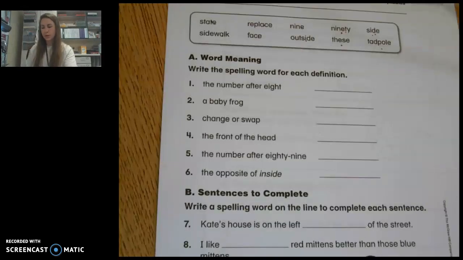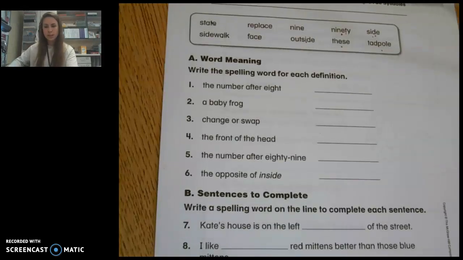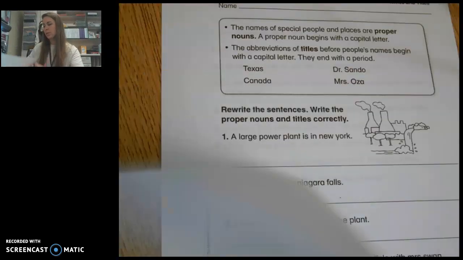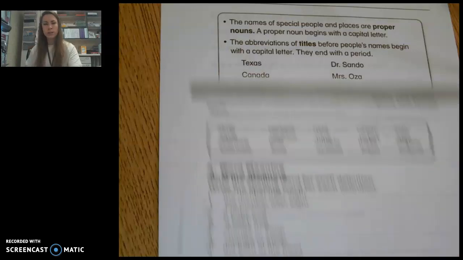So make sure you have filled all of those in. If you need to rewind a little bit to have me reread that, please do so. Check your work and put your name at the top when you're done and turn it in.